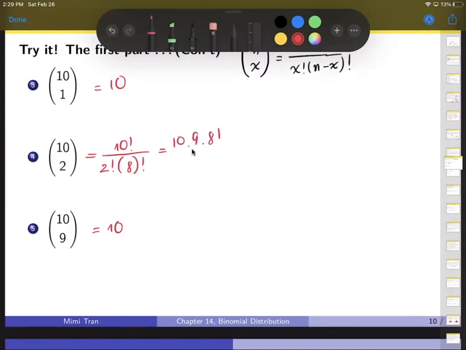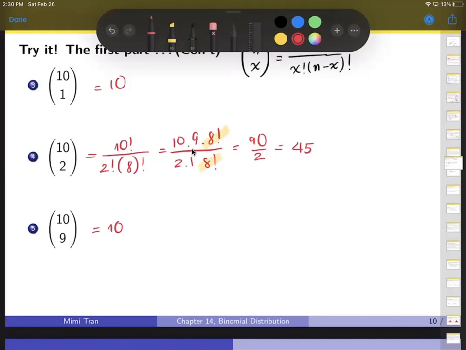I'm going to stop at 8. I'm going to do just 8 factorial. Okay, why? Because I can cancel with the 8 factorial in the bottom. Right, and then 2 factorial is just 2 times 1, which is 2, right? So 10 times 9 is 90. 2 times 1 is 2, so 45. There are 45 ways to invite 2 out of 10 friends to your dinner. Right? So that's how we count.